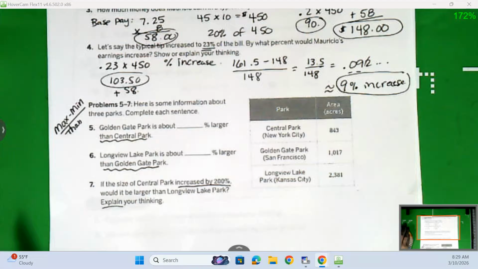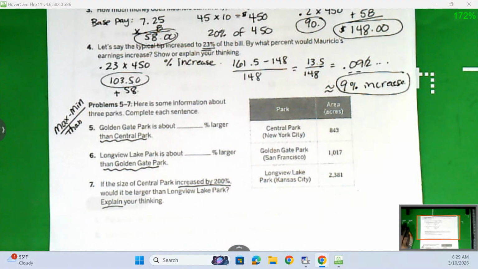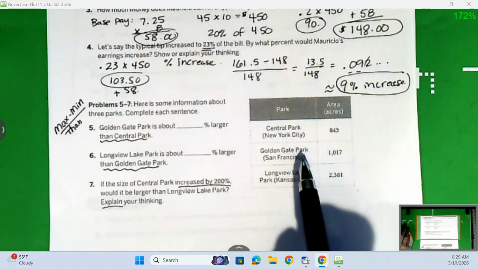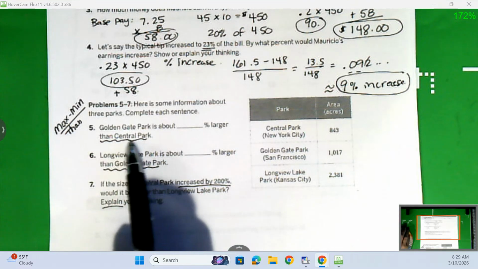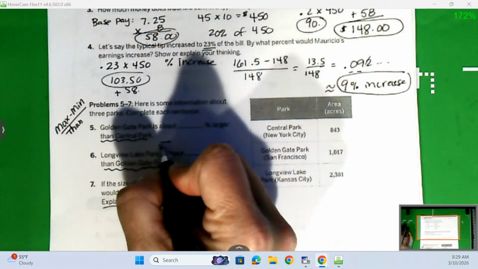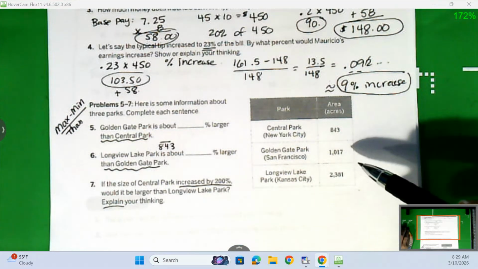Okay, problems 5 through 7. We are using a table of information here. It says, here is some information about 3 parks. Complete each sentence. Golden Gate Park is about blank percent larger than Central Park. So again, we are looking at comparing the two, but we have the word than Central Park. So that will be our 843 in our denominator. And we have to take our difference in the numerator.